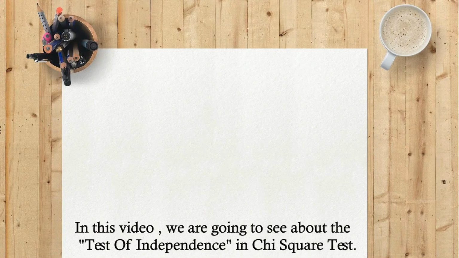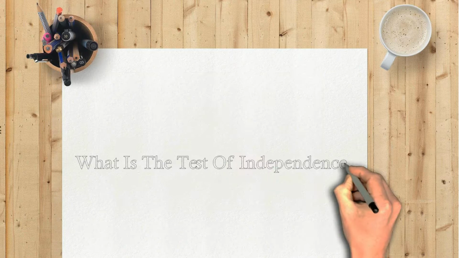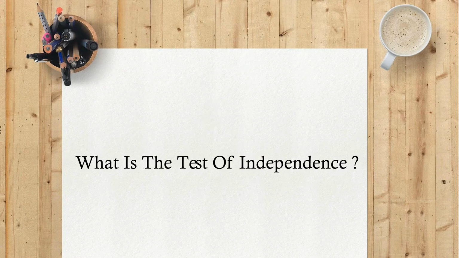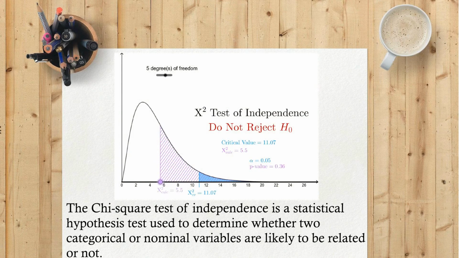In this video, we are going to see about the test of independence in chi-square test. What is the test of independence? The chi-square test of independence is a statistical hypothesis test used to determine whether two categorical or nominal variables are likely to be related or not.